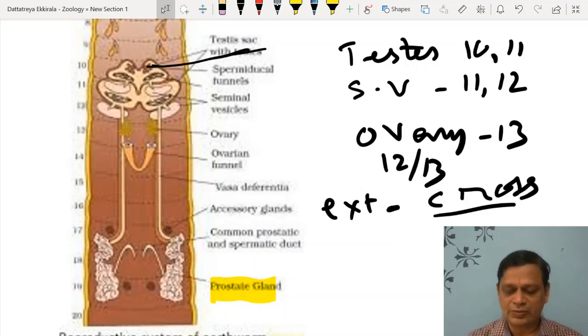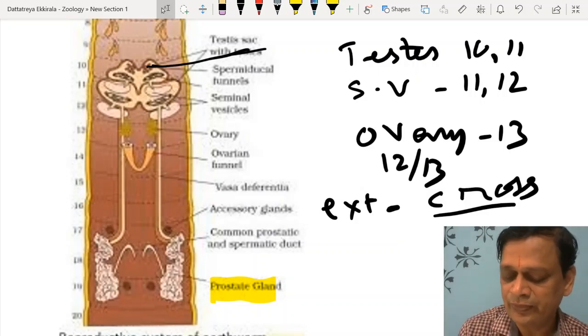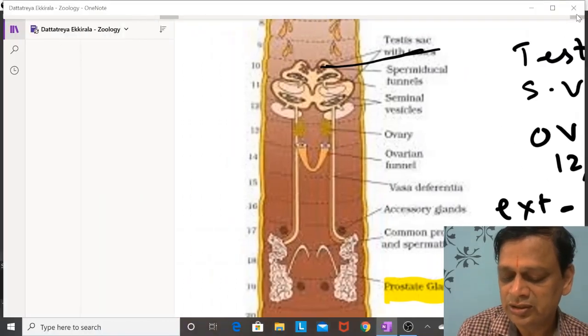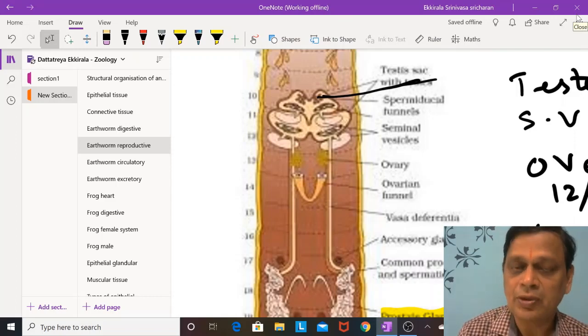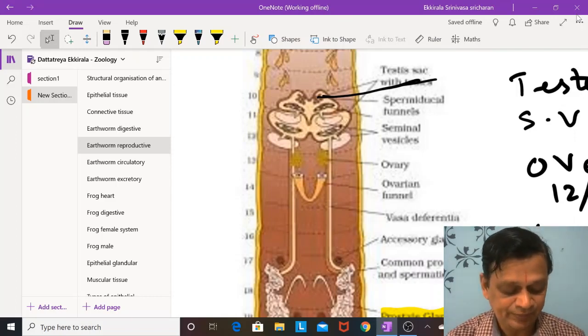So earthworm is popularly known as friend of farmer, and nervous system has double ventral solid nerve cord, and brain is above the pharynx, suprapharyngeal.